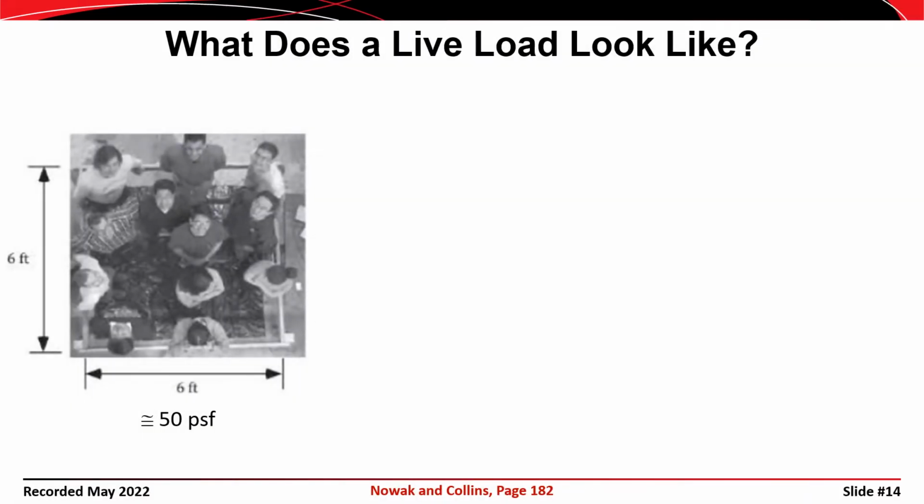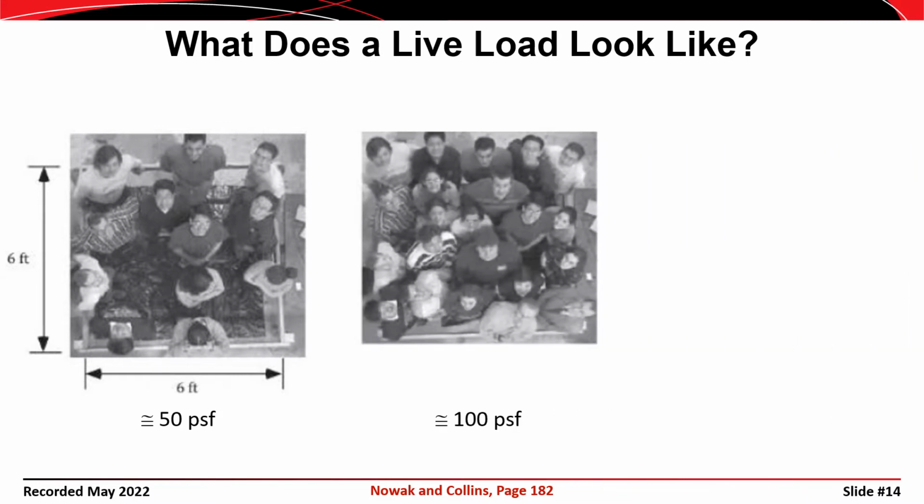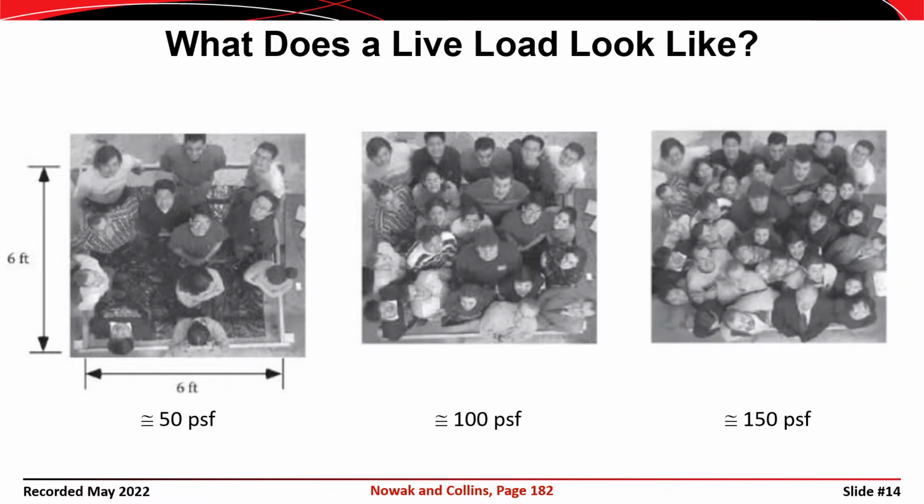So what does a live load actually look like? Well, this is an image taken out of a textbook on the reliability of structures by Nowak and Collins. They took a 6-foot square area and they loaded it with enough people to give the equivalent of about 50 pounds per square foot of load. So you can see that's kind of like what you would typically see in an elevator, perhaps, on a normal day. If you add some more people to it, you can see that that's about 100 pounds per square foot. And then taking it a little bit further, if you really cram that space full of people, then you get to about 150 pounds per square foot.